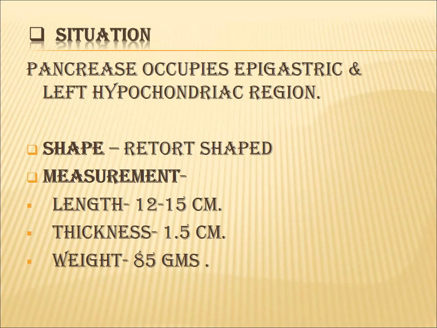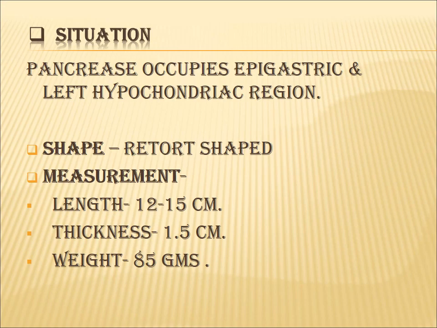Okay, now we'll see its situation, that is, anatomically where it is present in the abdomen. It lies in the posterior abdominal wall behind the peritoneum. That means it is a retroperitoneal organ. Retro means behind, so behind the peritoneum. So it is a retroperitoneal organ.